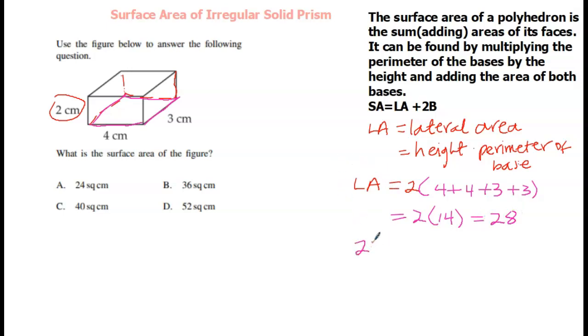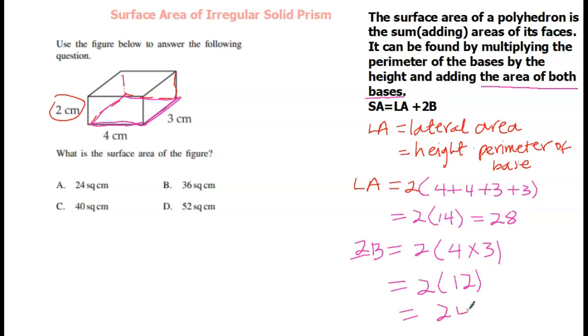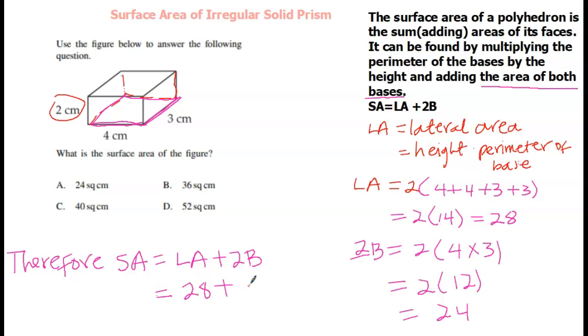And now find our 2B. The 2B is just both bases. So we are finding the top and down. It's the area. So it's going to be this side here times that side. So this is our 2 here, and then multiplying by 4 times 3. This gives us 12, and that gives us 24. So therefore, the surface area is just the LA plus the 2B. We get the LA to be 28 plus both bases give us 24 square centimeters, and that gives us this.